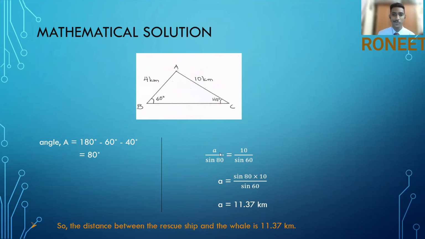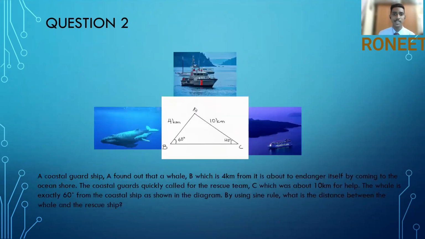So by using sine rule, we can find length of A. So A over sine of 80 equals 10 over sine of 60. So A equals sine 80 times 10 over sine 60, which is equal to 11.37 kilometers. So the distance between the rescue ship and whale is 11.37 kilometers. So this is the distance.